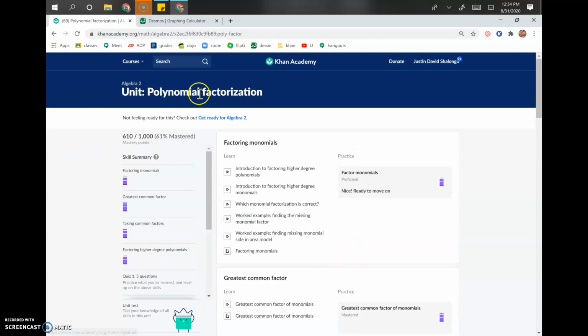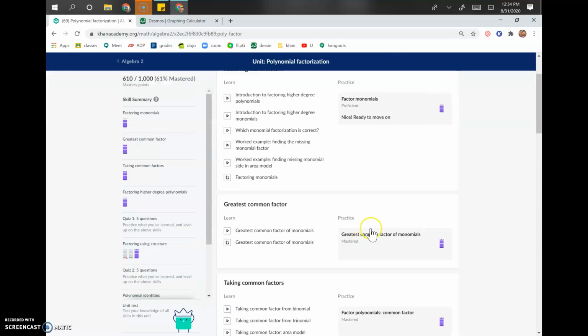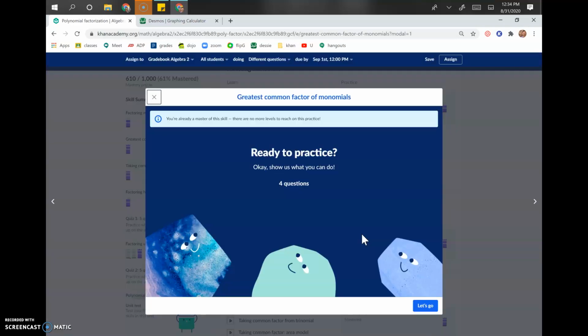Today we're in the Algebra 2 course in the polynomial factorization unit. We're going to cover greatest common factor of monomials.